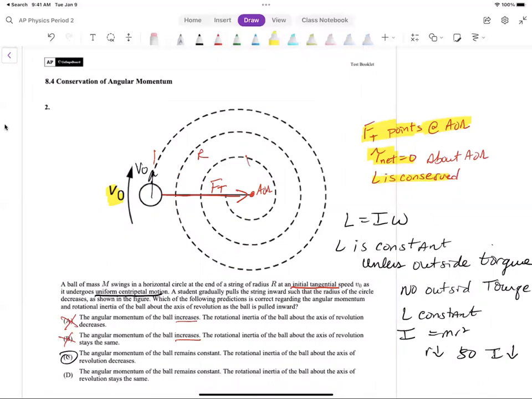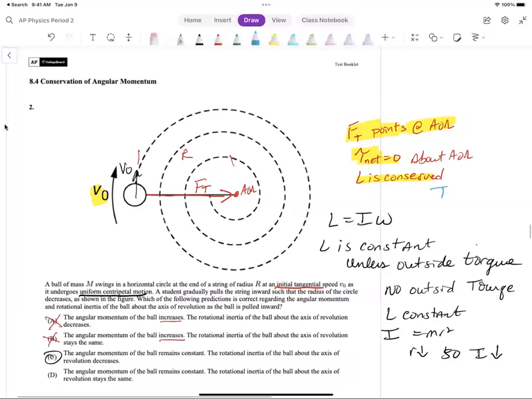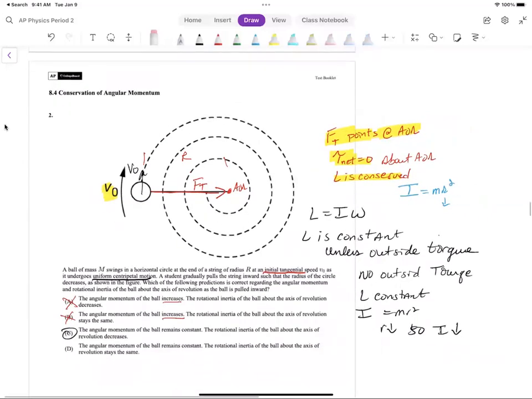Then I've got to evaluate whether the rotational inertia, which is I, of the ball goes up or down. Well, I equals mr squared. The mass of the ball isn't changing. R is decreasing, and therefore, since R is decreasing, I is decreasing. And you'll see that C tells me that the rotational inertia decreases.